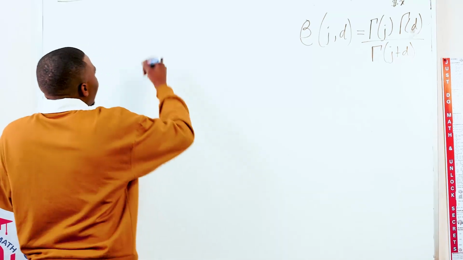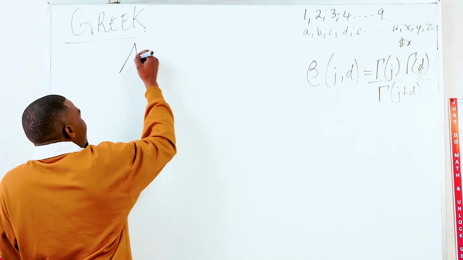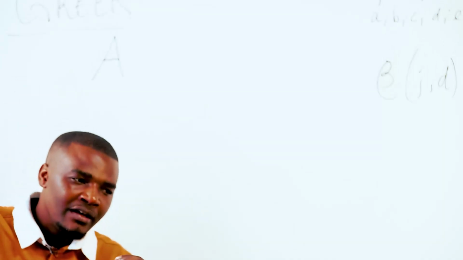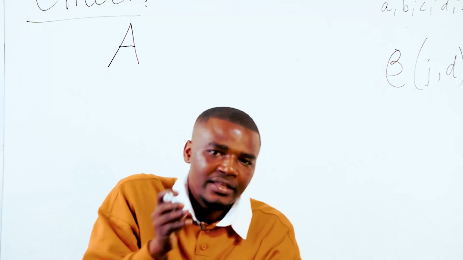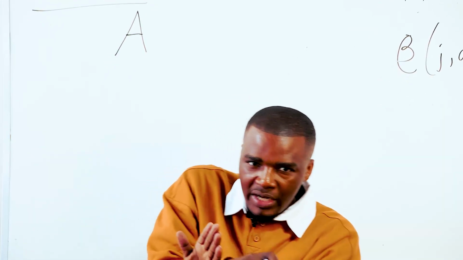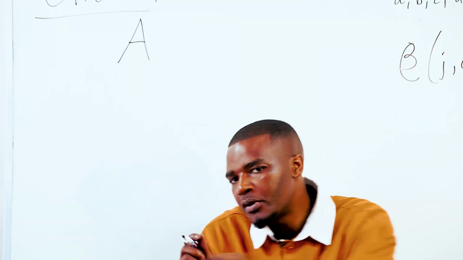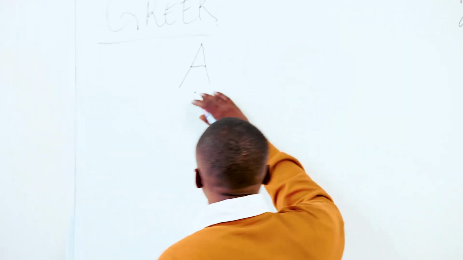So the first letter is alpha. What I'm going to do here, I'm going to show you the capital letter for each and every Greek letter and the lowercase. And after the lowercase, I'm also going to show you how to pronounce it at the same time, right? So the first one, like I said, this is alpha.